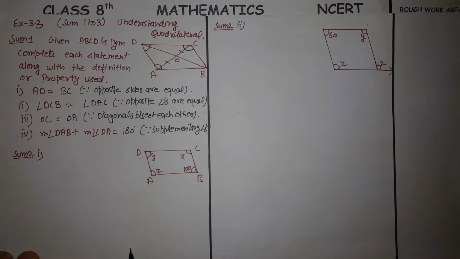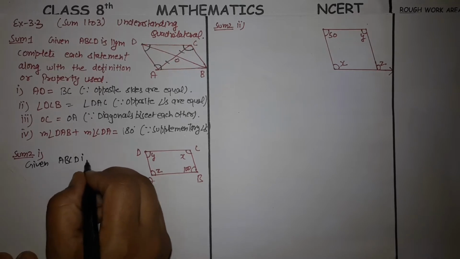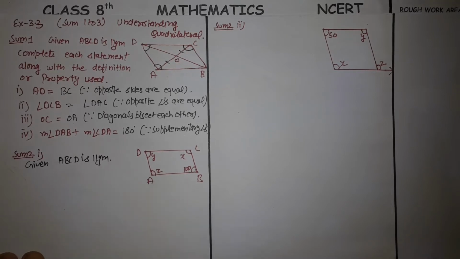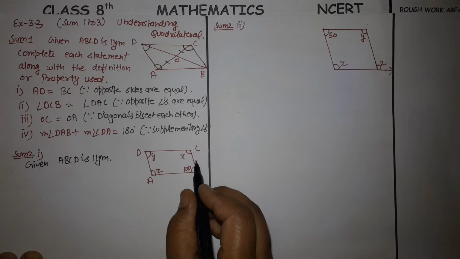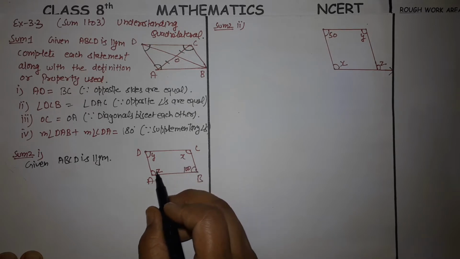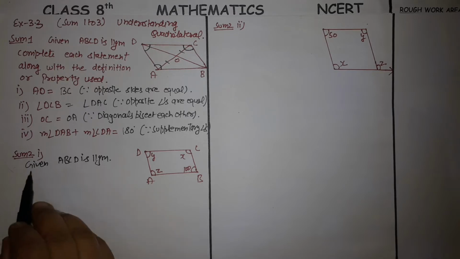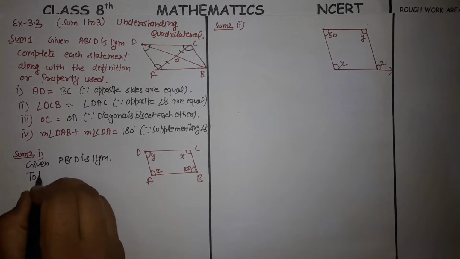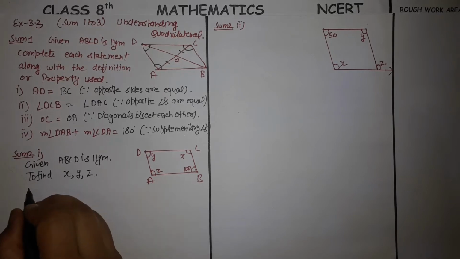Sum 2, part 1. Here ABCD is a parallelogram and we have to find X, Y and Z. Given: ABCD is a parallelogram, in which we know that opposite sides are equal and parallel, and opposite angles are equal. You have to make the figure always at the right side of the page, given at the left-hand side. Then find angle X, angle Y, angle Z.